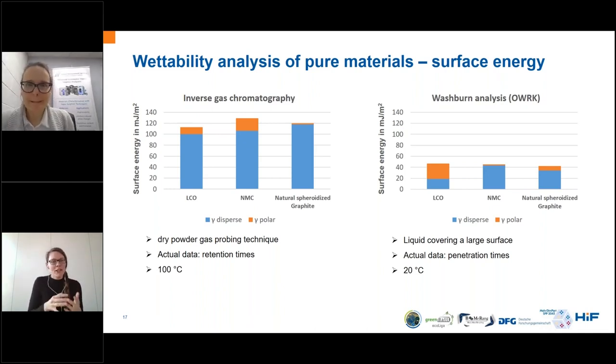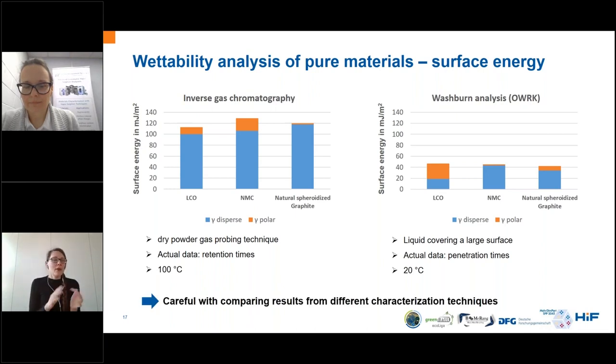In both cases, we do not get the surface energy directly. So we always get it indirectly by calculations afterwards. What we actually measure from the IGC is the retention times of the probe gases. And for the Washburn analysis, it's the penetration times or the water uptake. After the calculations, we then finally get the surface energy. But the actual data that we measure is very different. And also, as I said, the temperature is very different. So we really have to be cautious and careful when comparing results that we get from different characterization techniques.